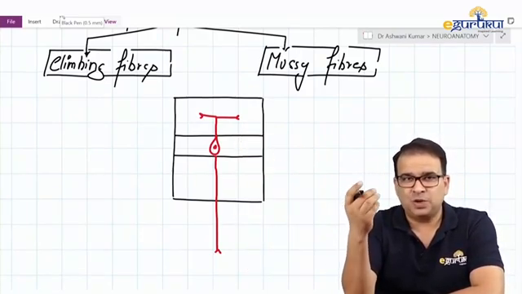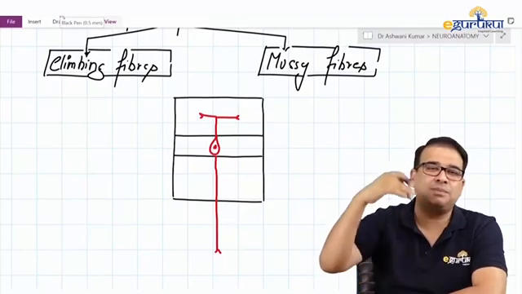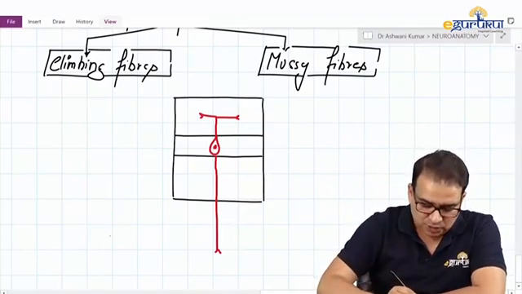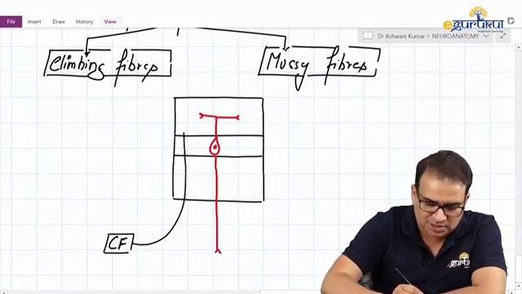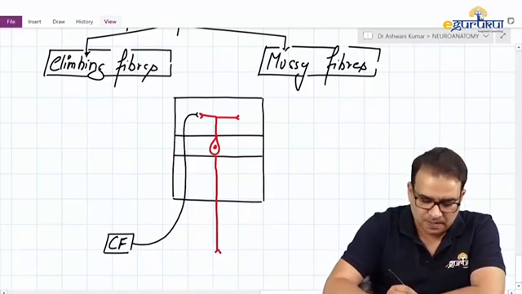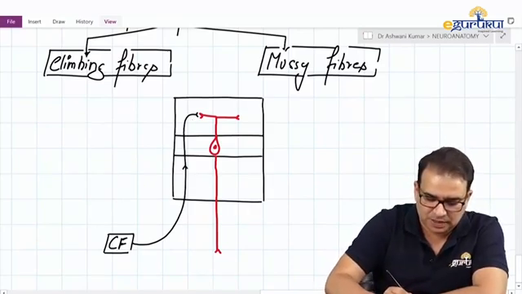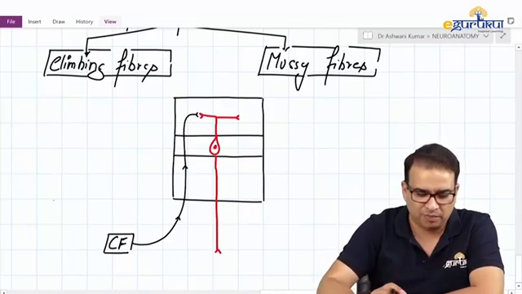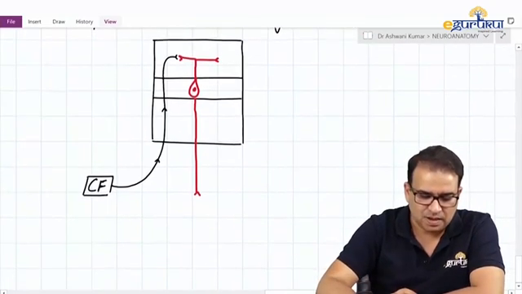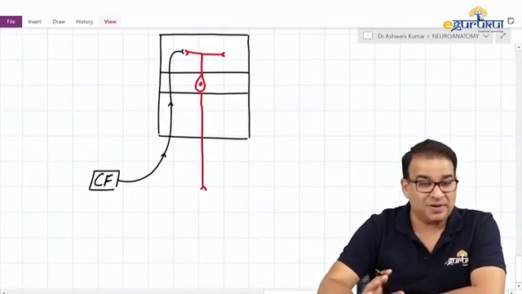Well, the name suggests we call them climbing fibers because of their climbing capability. So climbing fibers, writing in short CF, are those which can climb through all the layers and reach the topmost layer to directly make a synapse with the Purkinje cell. That's why they are called a climbing fiber, because of their climbing capability. No problem there.